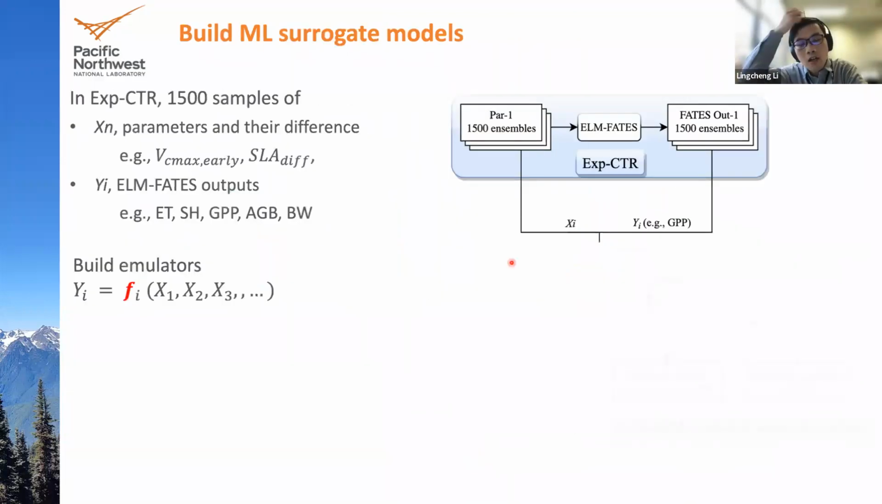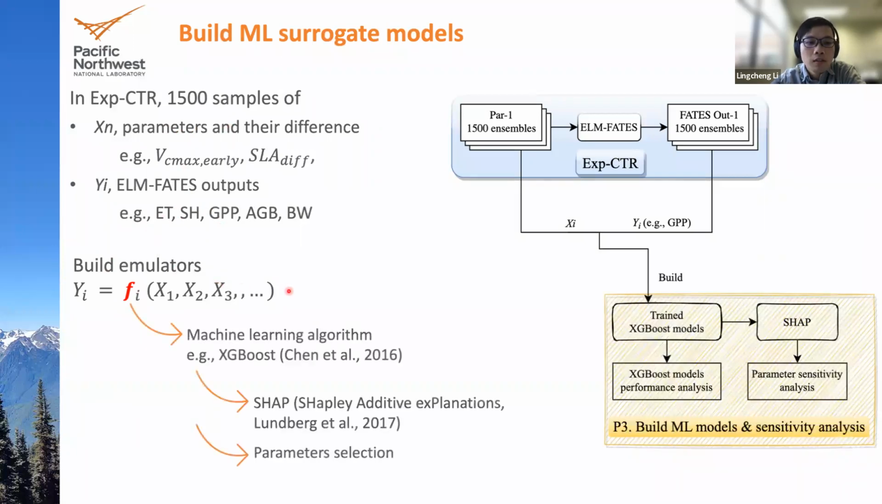Then how do we do that? Now we have 1,500 control experiments. We have the input parameters X, and we also have the outputs from the models, for example the ET. So we have 1,500 pairs of X and Y. We want to build an emulator for the different Y, and we use a machine learning algorithm to build these functions and emulators. We use XGBoost here.